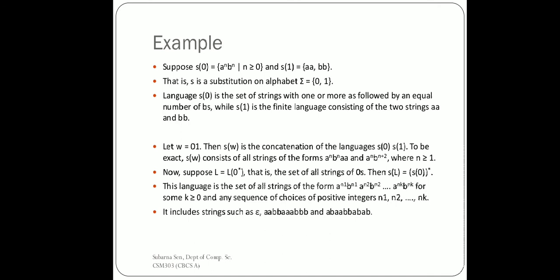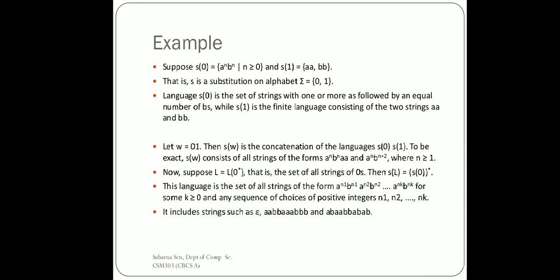Suppose we are having one language, that s(0) is a to the power n, b to the power n, where n is greater than or equal to 0, and s(1) is {aa, bb}. Fine. So if we say that s is a substitution on the alphabet {0, 1}, why? Do not get confused that we are using a and b, but why we are writing it as an alphabet of 0 and 1. Just follow this one.